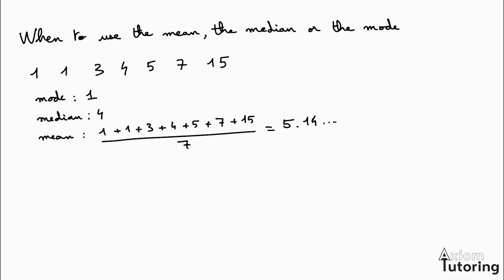So this measure uses all the values in our data set. Okay, as we can see, they all appear in the calculation of the mean, whereas that's not the case for the median and the mode. So in which circumstances could the mean actually not be that helpful?